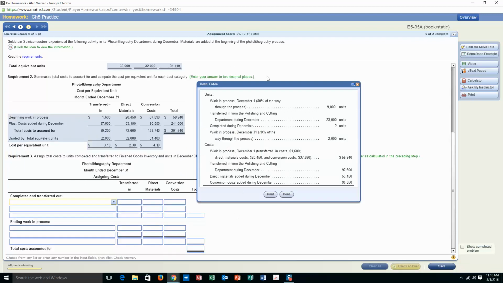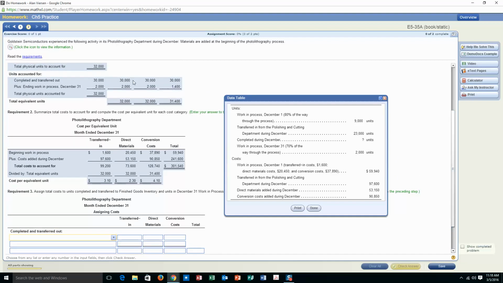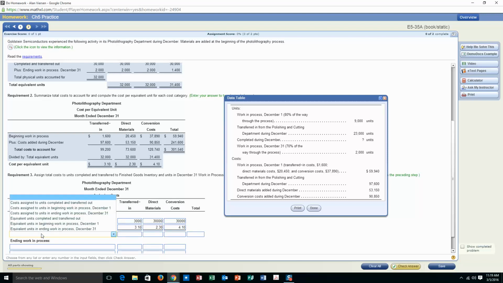So I have the first 4 steps of the production report completed. The last step is assigning the cost to both those units that are completed and transferred out, and the ending work in process. First of all, I'm going to have the number of equivalent units that were completed and transferred out, 30,000, 30,000, and 30,000. I'm going to multiply that by the cost per equivalent unit. I did this in step 4, $3.10, $2.30, $4.10.